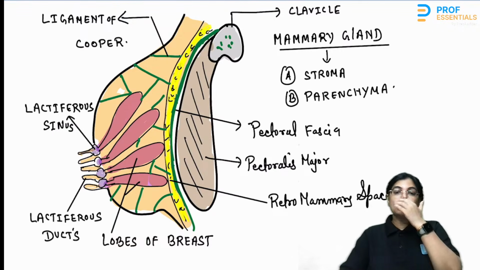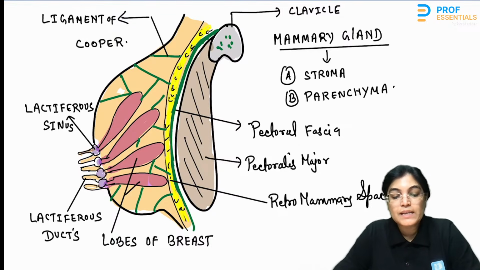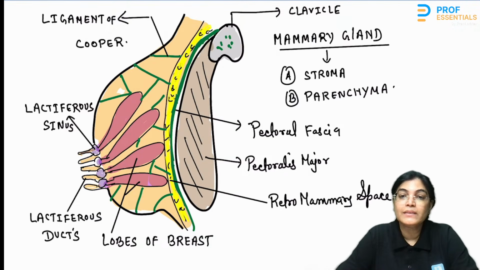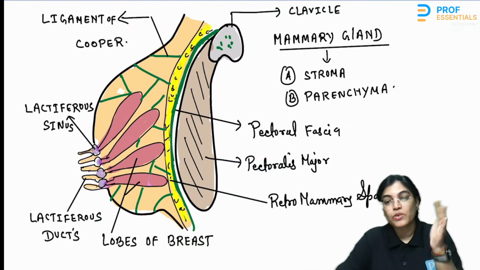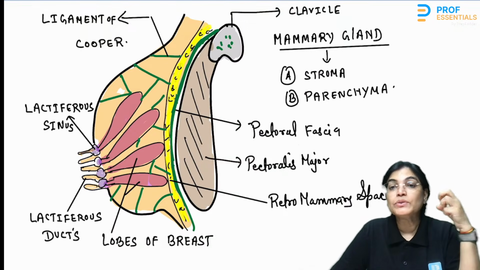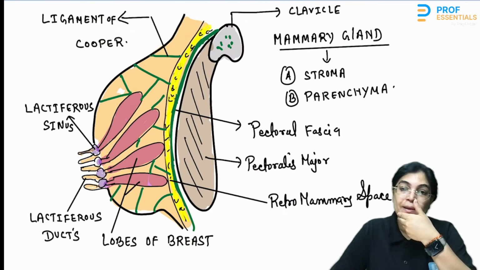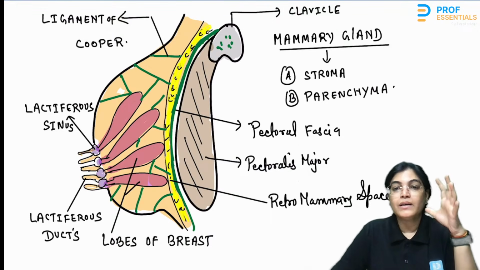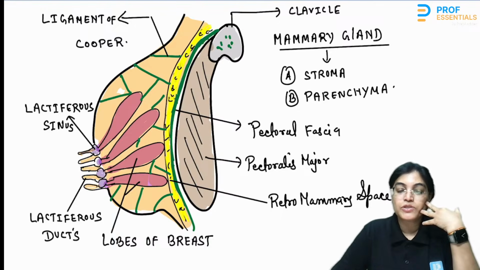So done. This is a very easy schematic diagram which you will draw in your university paper to explain the structure of the breast. Okay. If it comes as a histology question, then you have to use your H&E pencils and draw the parenchyma and the stroma. So that will be a separate session in the histology part.